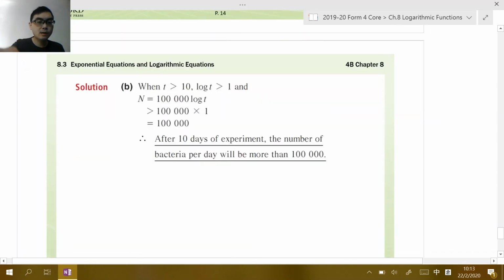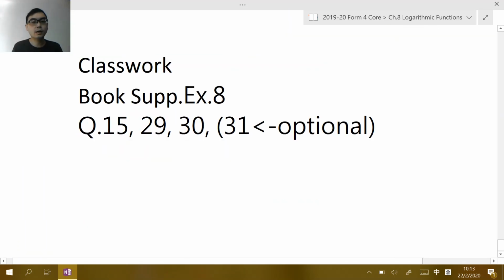So do remember that for this session, I strongly suggest you do these 3+1 questions: question 15, question 29, question 30, and also question 31. But question 31 is an optional question, so you may try to do it in your classwork. So once again, I set the due date of the classwork to be the 25th of February. So I changed the due date of the last class to the 25th of February.